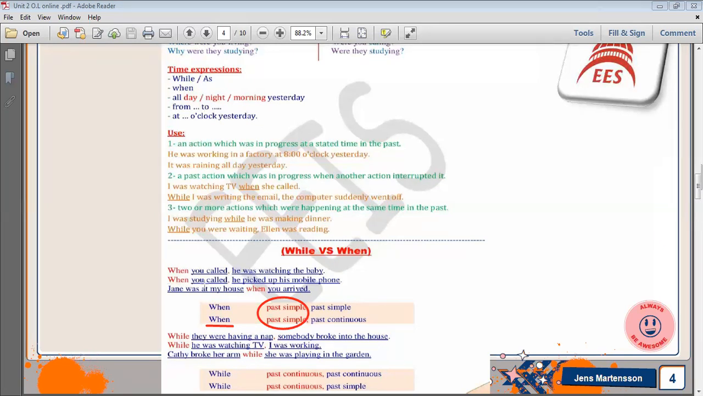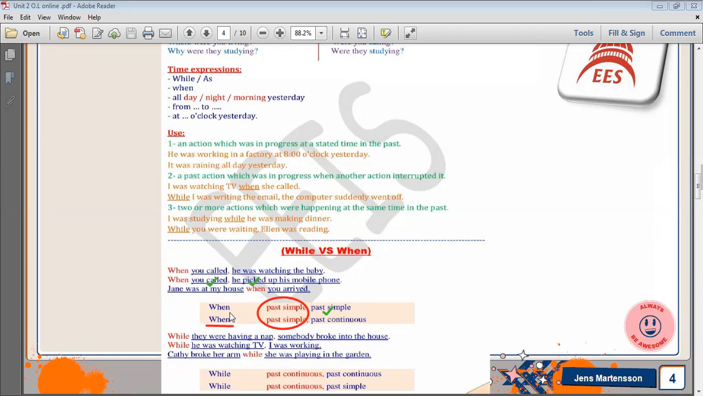Okay, let's take a look at the second example. When you called, he picked up his mobile phone. Can you see this? Past simple and past simple. Look, here we have past simple and here we have past simple. So I can also use when, past simple, and past simple when the two actions were short. Like when you called me, I answered the phone. When you sent me a message, I opened it. No interruption, just two short actions that happened in the past and I used when.